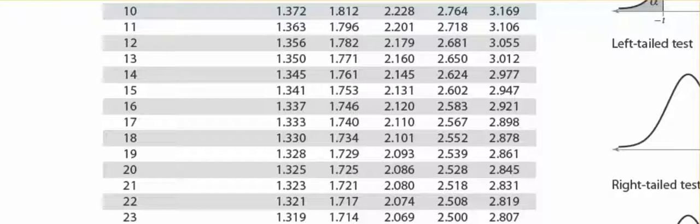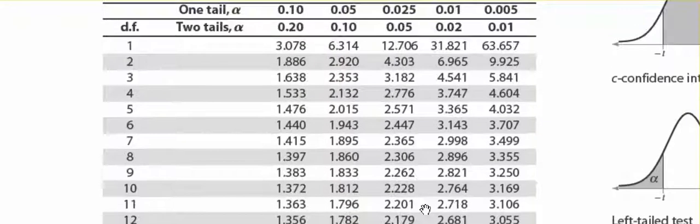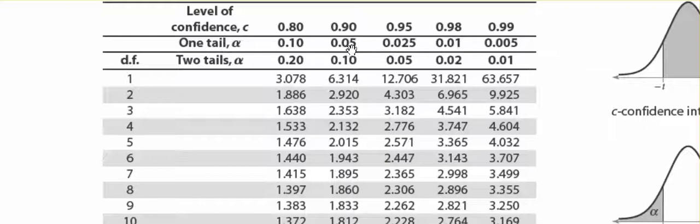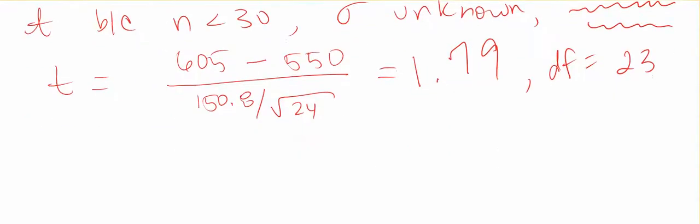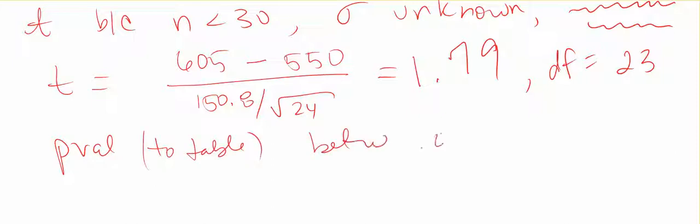Well, that's close to 1.714. I don't know if you can see right here, but it's between 1.714 and 2.069. So I have to scroll back up. And for a one-tailed test, the answer is between 0.05 and 0.025. So for making decisions, that's close enough. That's all I need. So my p-value, according to my table, is between 0.05 and 0.025.